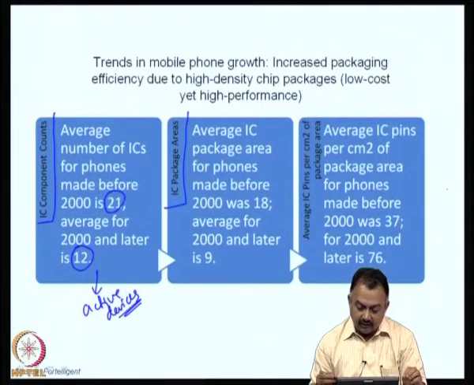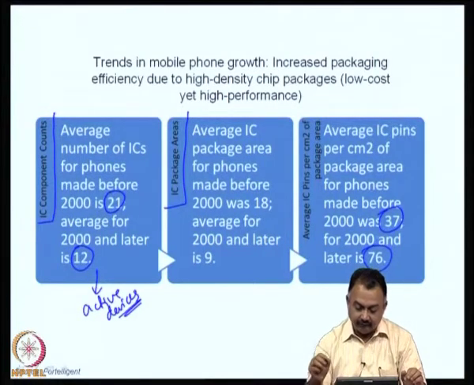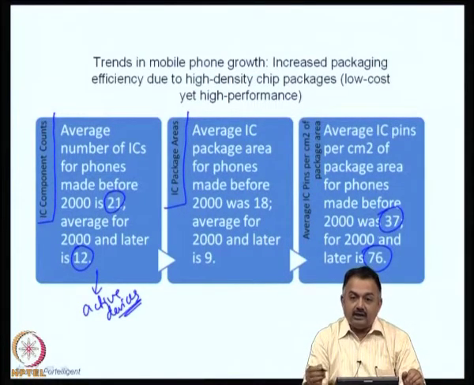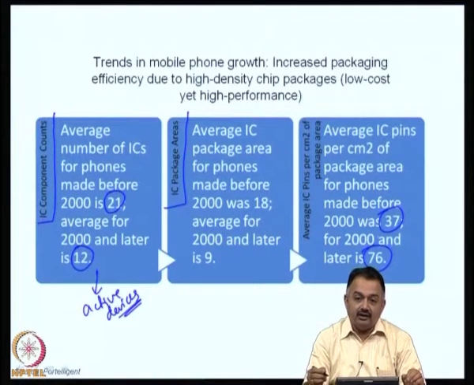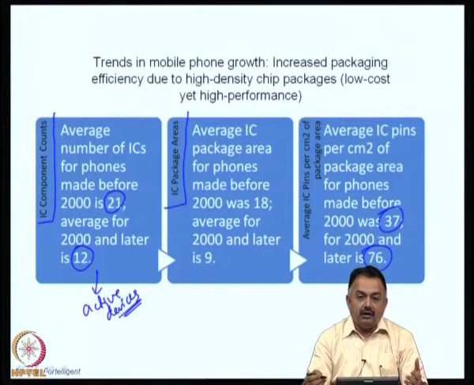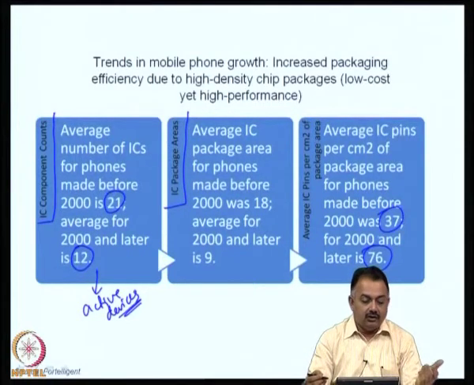So, what does this mean? Average IC pins per centimeter squared of package area for phones made before 2000 was 37, and for 2000 and later it is 76. So, the die size is more, the package area is less, which is exactly what we want. 20 years ago, 30 years ago, these DIP packages that I have shown have package area much more than the die area.